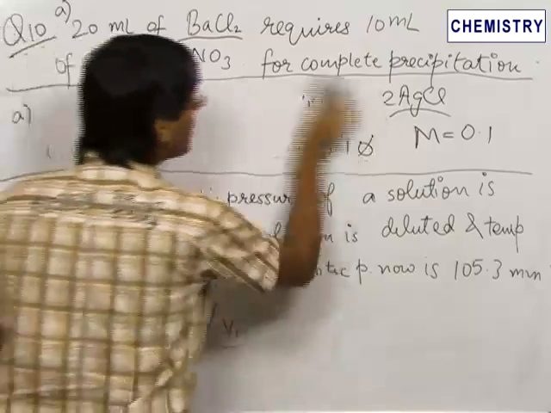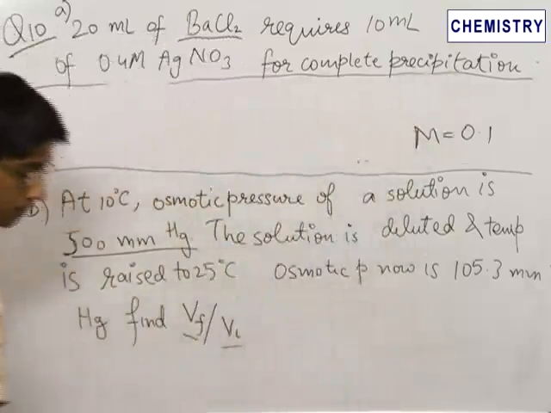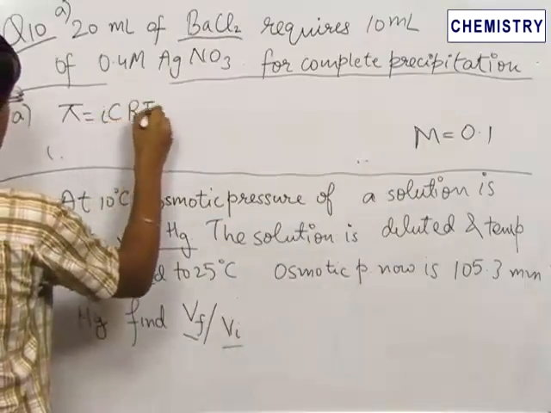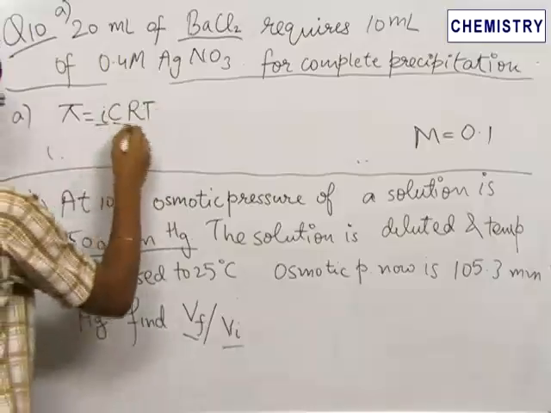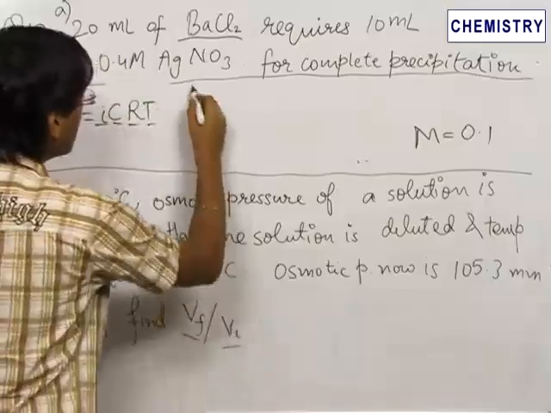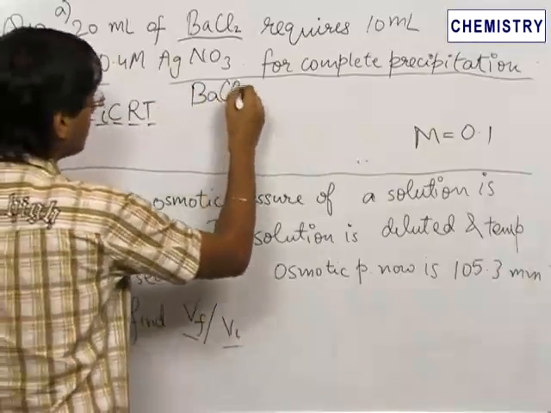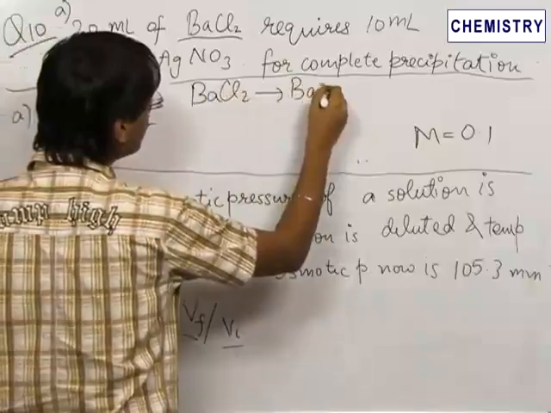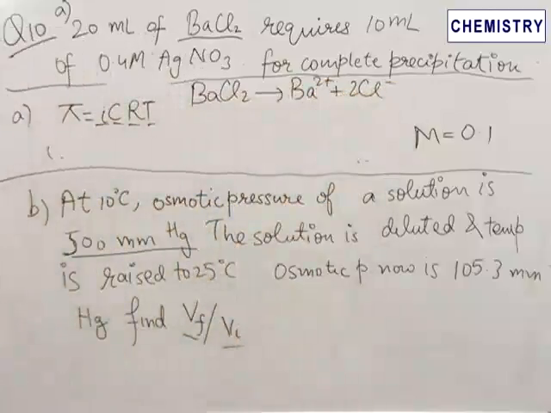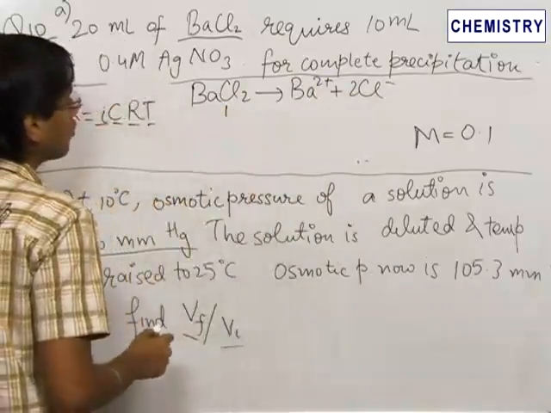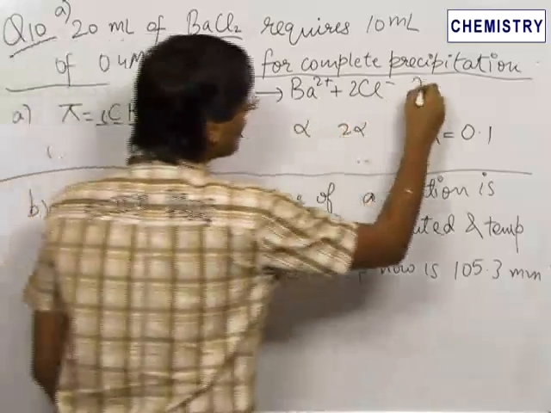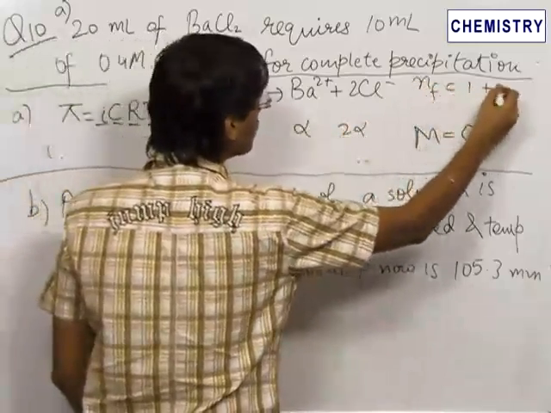We have got the molarity, that is the concentration of this barium chloride solution, and we know that the osmotic pressure is equal to iCRT, where i represents the Van 't Hoff factor, C represents the concentration, R is the gas constant, T is the temperature. Assuming 100% ionization, we have barium chloride getting converted into Ba2+ and 2Cl-. If we consider the initial number of moles of barium chloride to be 1, this becomes 1 minus alpha, alpha and 2 alpha. So the final number of moles comes out to be equal to 1 plus 2 alpha.